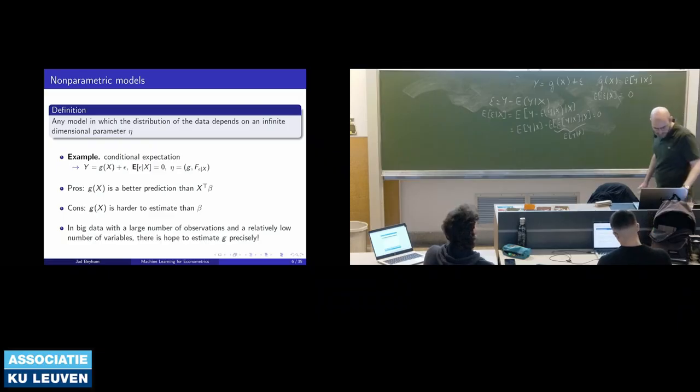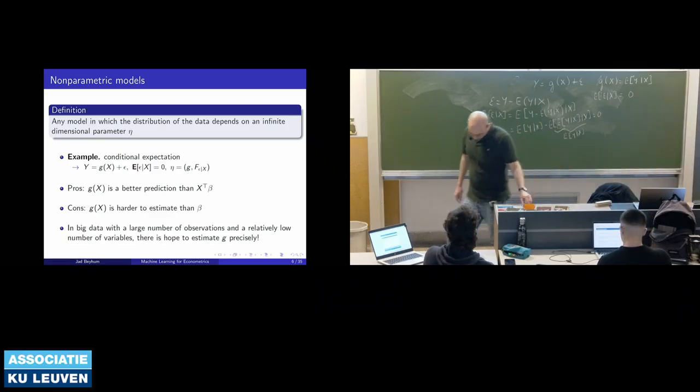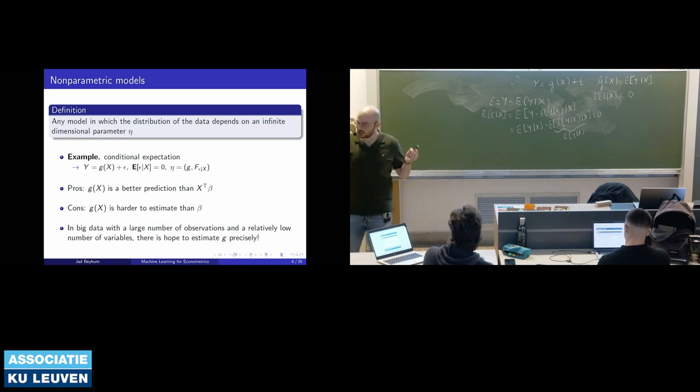So essentially here what's happening is you have this model, and as I said, g(x) is going to be a better prediction than x'β. That's something very intuitive: it's better to predict the price of a flat with the average for flats which are similar than with some kind of linear model that does extrapolation. But it's much harder to estimate g(x). Now what's interesting is that when you have big data, meaning a very large n, you might have some hope to estimate g(x) precisely.